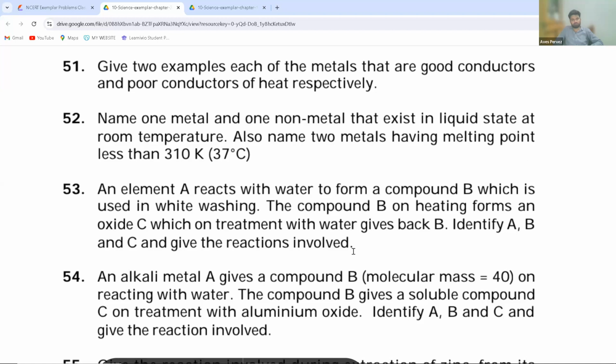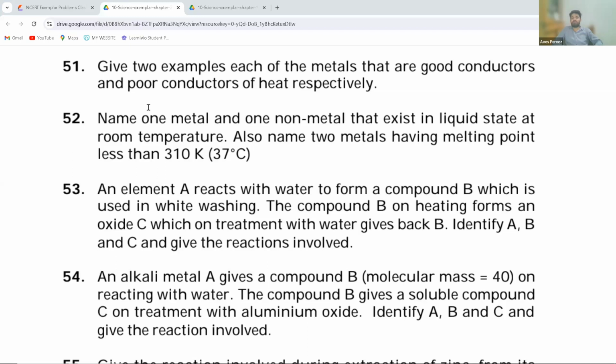Sir, A is Ca, B should be Ca(OH)2. Okay. What is A? Ca(OH)2, CaO? No, it is saying an element, and CaO is not an element, it is a compound. But if I'm asking here A, A is actually calcium metal. So calcium metal when reacted with water will give you calcium hydroxide, which is compound B, which is used in whitewashing.